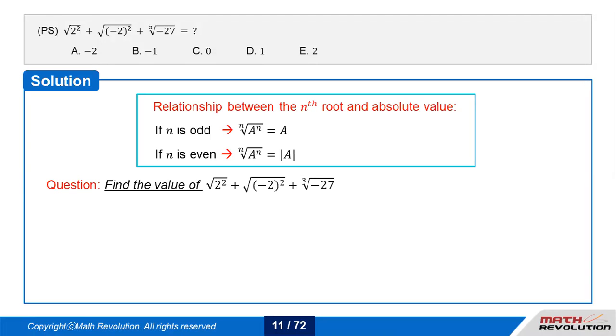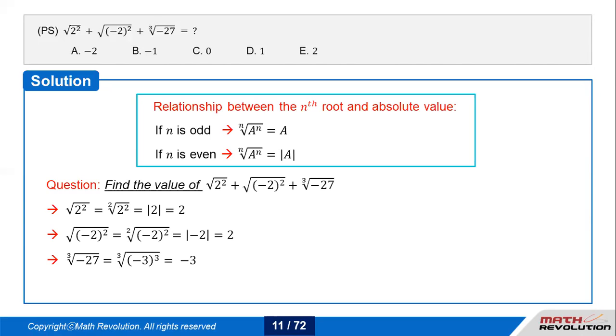Let's try this. The square root of 2 squared: the power is even, so it becomes mod of 2, which is 2. The second part is the square root of minus 2 squared. The power is again even, so that becomes mod of minus 2. It doesn't matter whether it's negative or positive, absolute value will always return the positive value, so that becomes 2. The third part is the cube root of minus 27, which is written as minus 3 cubed. Now the power is odd, so I'll directly take that number as minus 3.